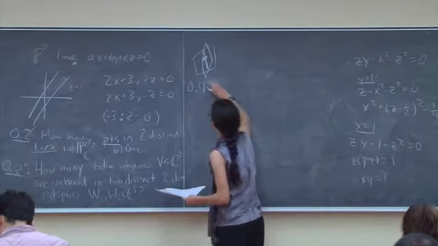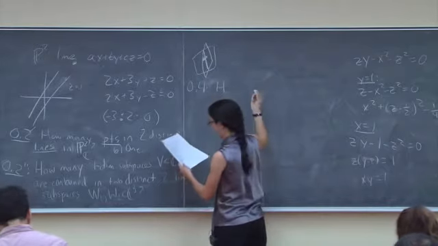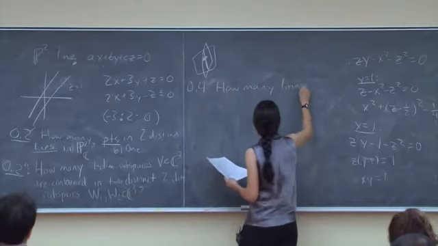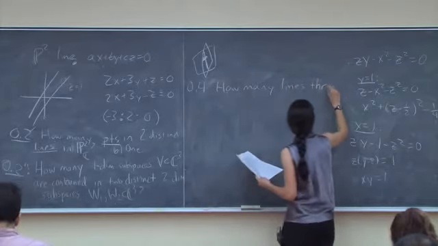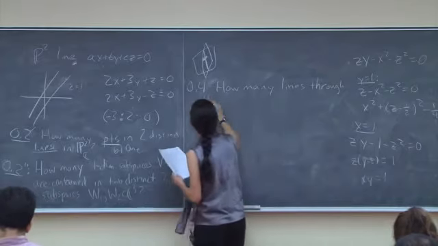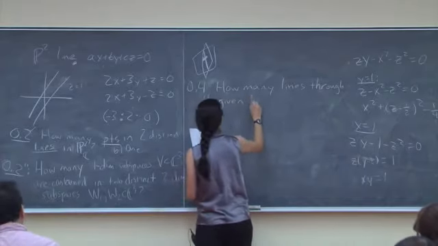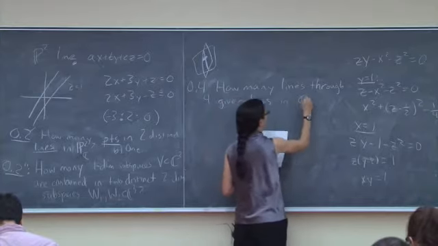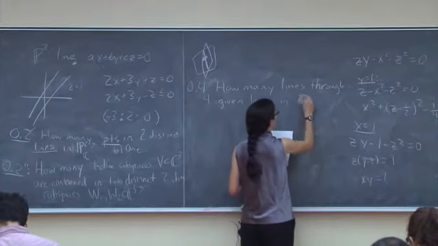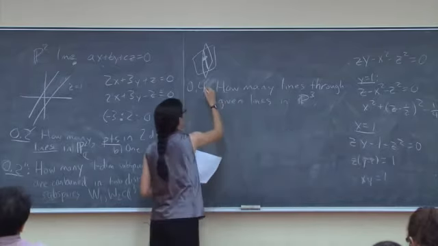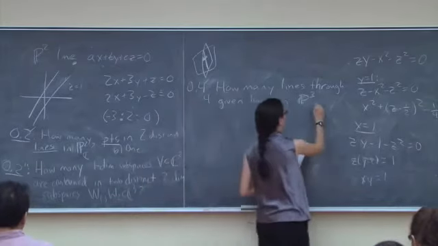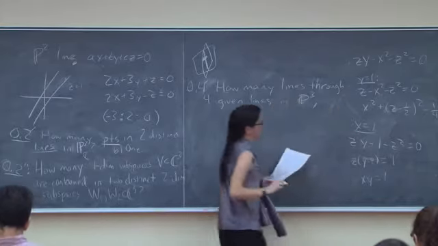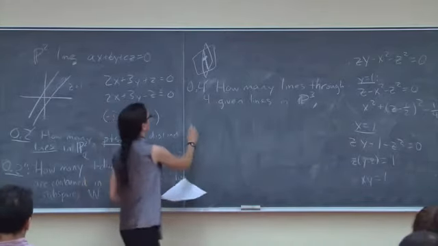Let me rewrite it here so we can just translate it one step at a time. So how many lines intersect 4 given lines in C3? So let's change this to P3. That's an easy step. We'll make it 4 prime. Where no 2 of the 4 given lines are parallel or intersecting. Let's leave that condition for later.